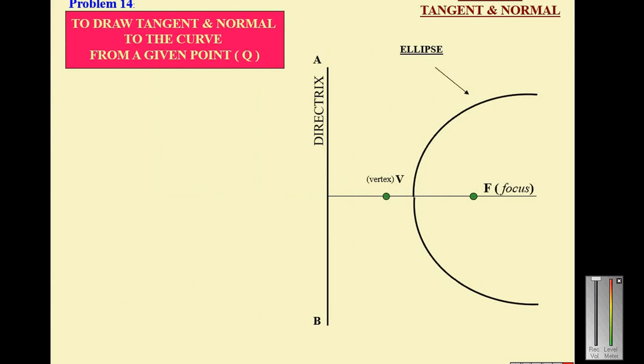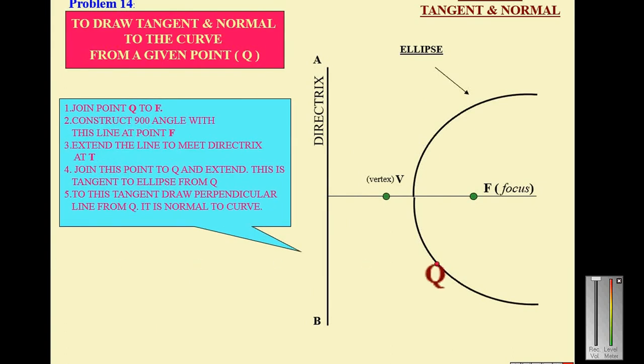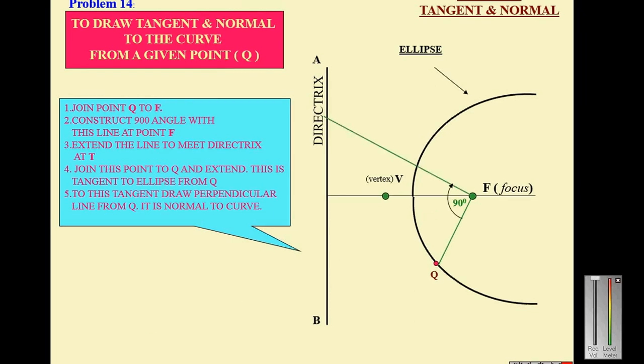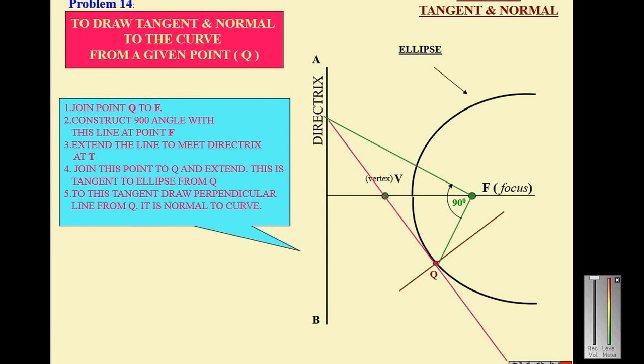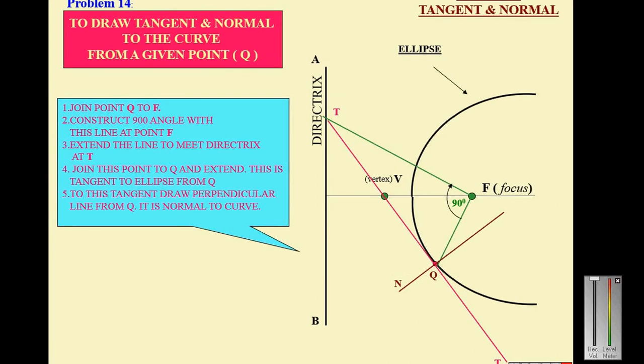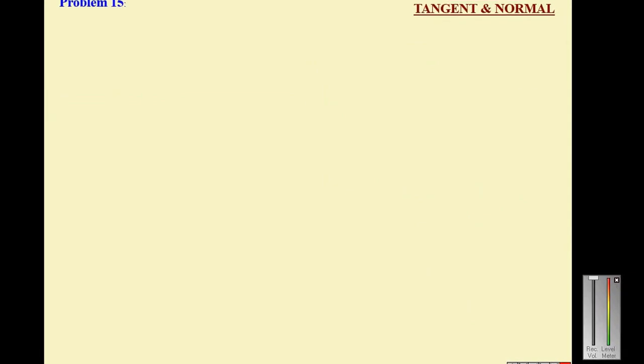Next is another point Q. Join Q and F, and from F draw a line at an angle of 90 degrees. It will meet the directrix. Join that point on the directrix and Q, and that will be the tangent. Draw a perpendicular line through the point Q, and it will be the normal. So TQT is the tangent and NQN is the normal.